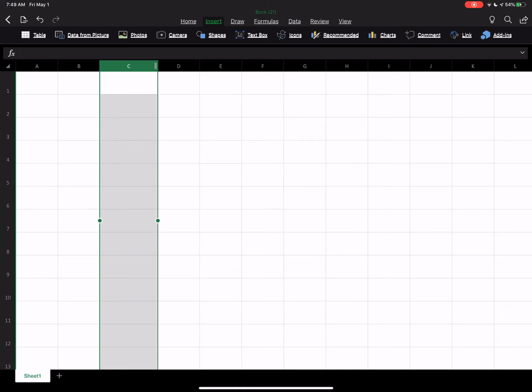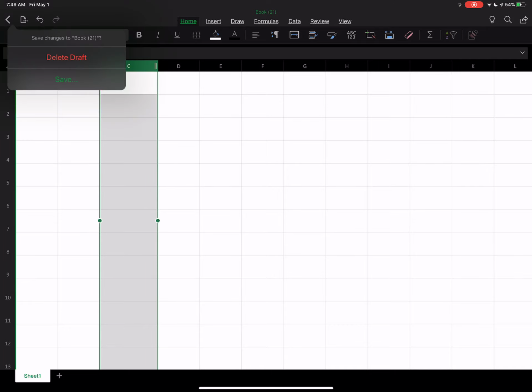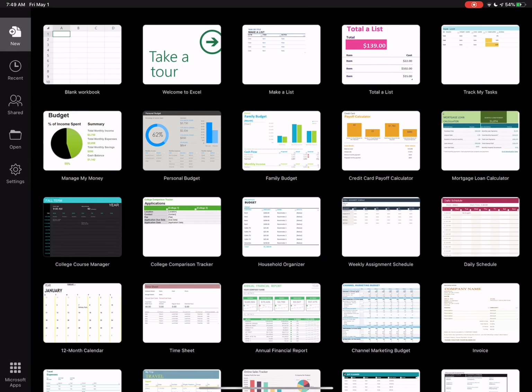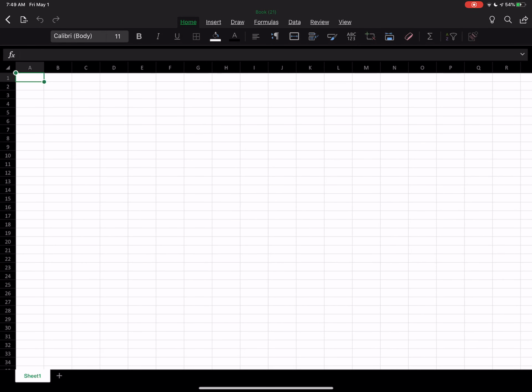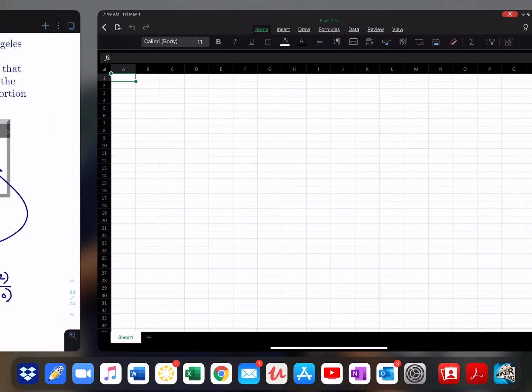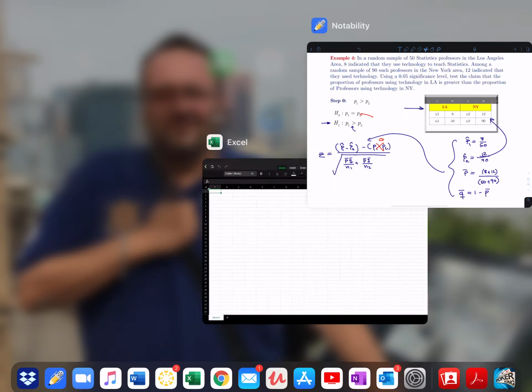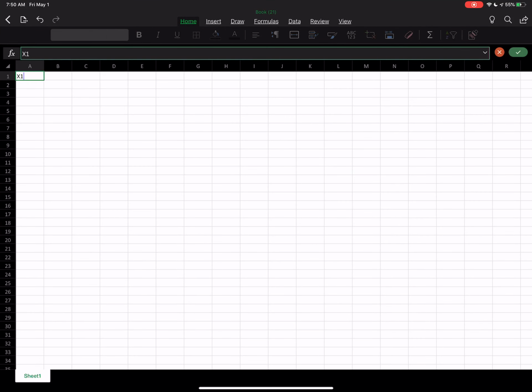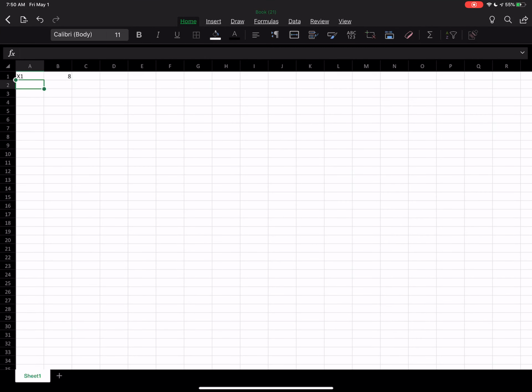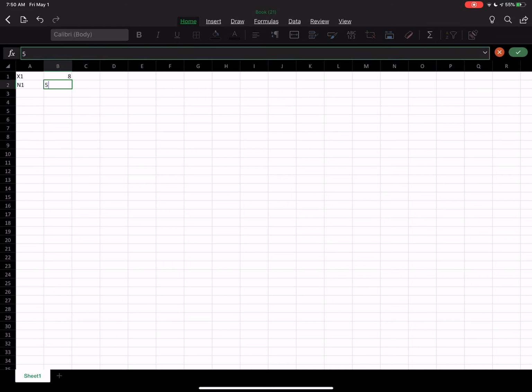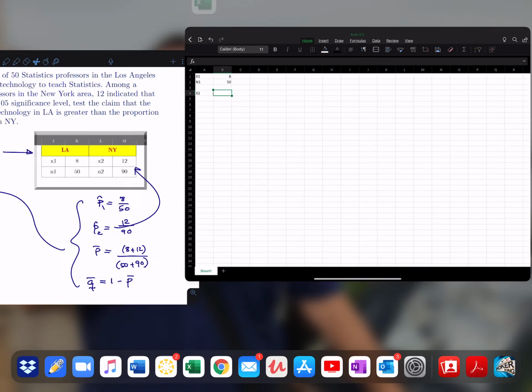So let me start typing my values here. Yeah, Excel sometimes doesn't want to cooperate with us, so we're just going to start from scratch. So what are my values? If you don't recall, you could always look at that. X1 is 8, 50, 12, and 90. So my x1 is 8, my n1 is 50, my x2 is, what is it guys?